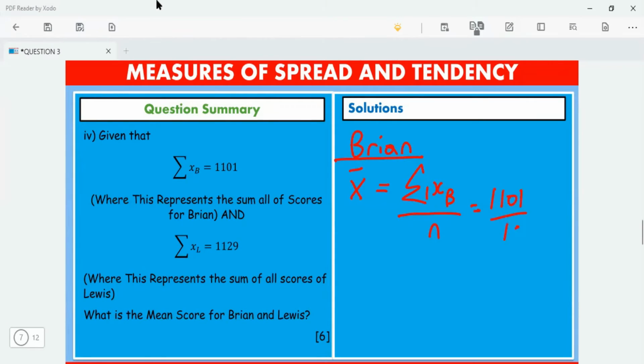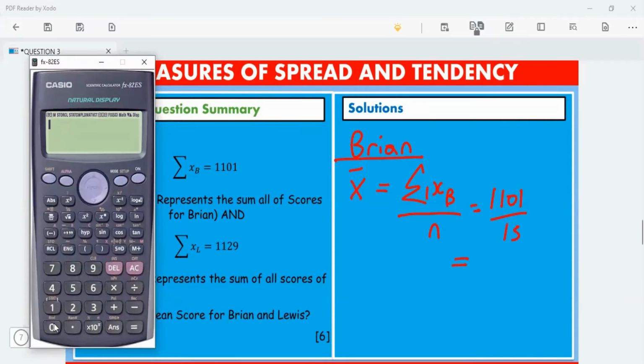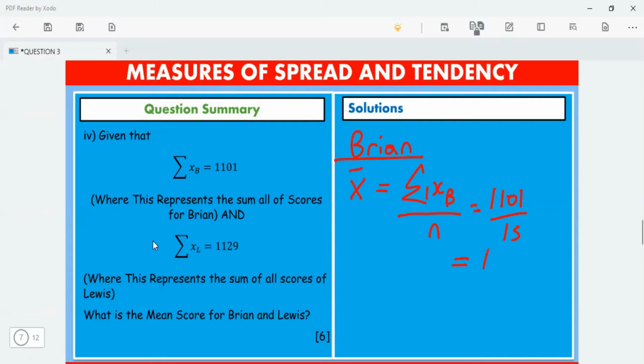So the sum of the 15 scores is 1101, and we divide that by 15, and you punch that into your calculator. 1101 divided by 15, and we get 73.4. So that's Brian's average, 73.4. All right, so that's Brian's mean score. Brian's average in math is 73.4. Now the next part says, what is the mean for Lewis? We get 3 marks to work out Brian's average.